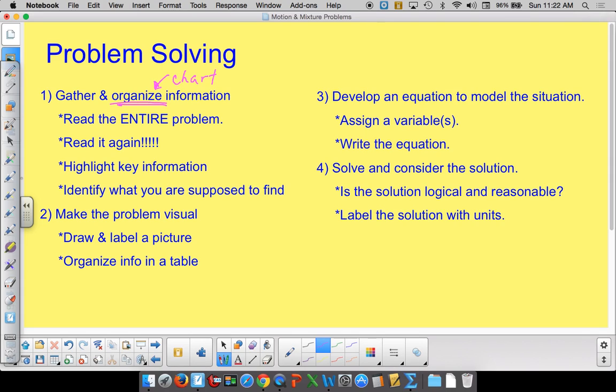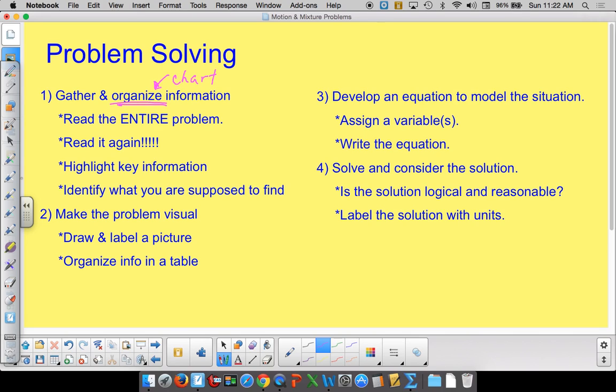Finally, once you have the equation set up, the solving is usually the easy part. But once again, you need to stop and ask yourself once you get it solved, is this solution logical and reasonable? Does it logically make sense? Is the answer the right size to fit with the situation?